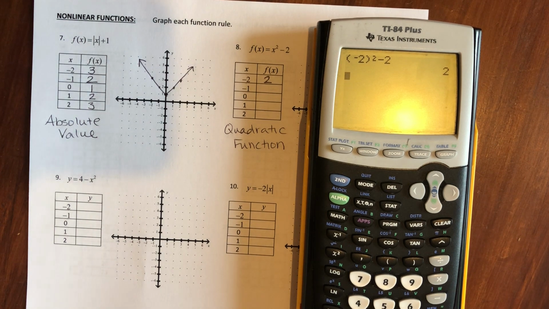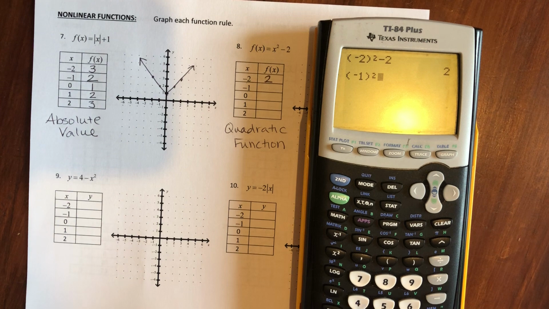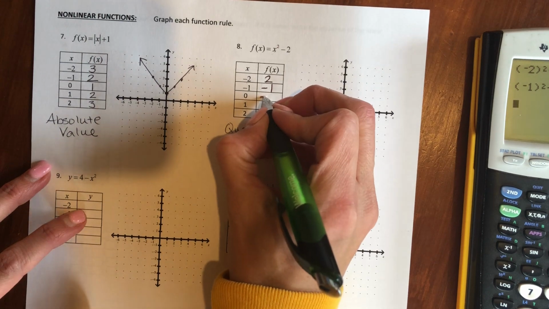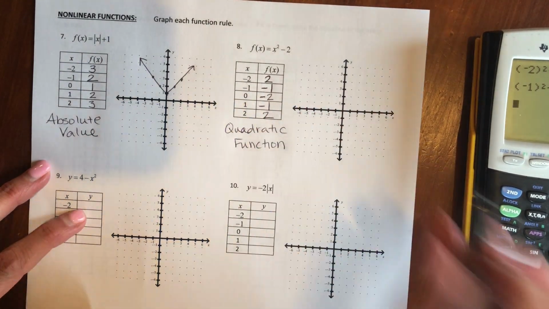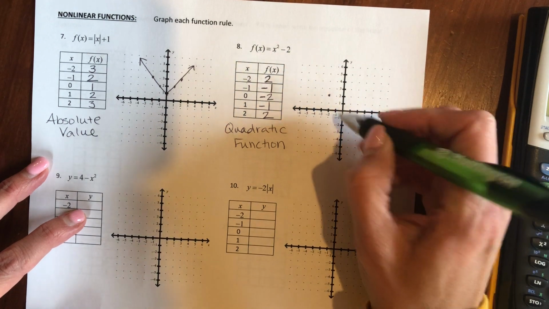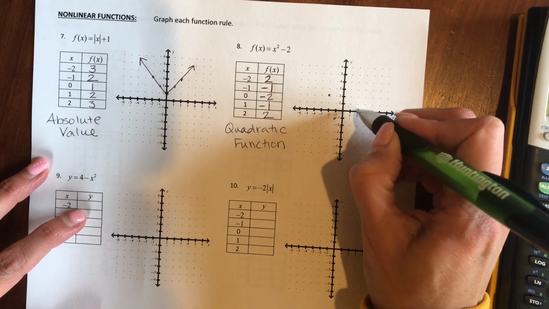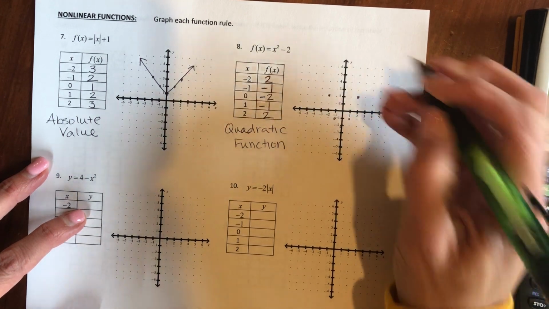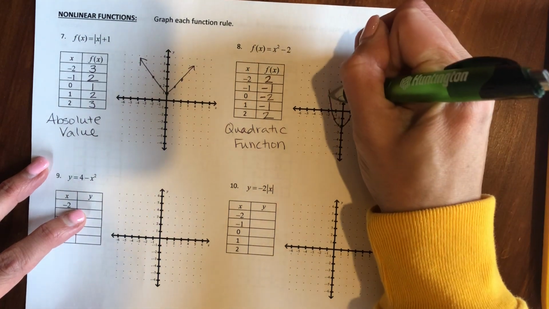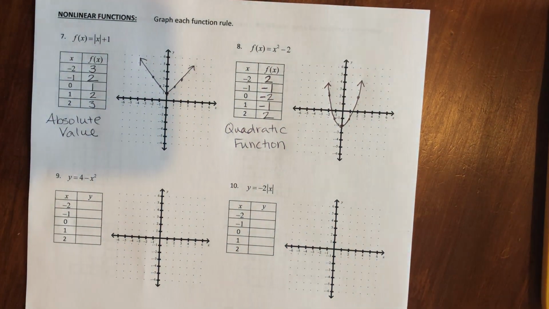Let's try it again with -1. Remember, put it in parentheses because you want it to square the negative as well as the 1. -1 squared minus 2, -1. All right, you would continue to do that. I'm going to go ahead and save time and just fill it in, but you can pause the video and keep working on your own. Okay, and then we're going to graph it. -2, 2. -1, -1, and so on. And look at there, it makes that U shape. Perfect. Draw that parabola.